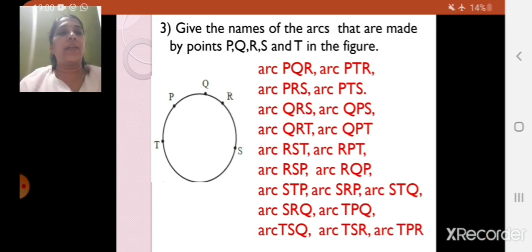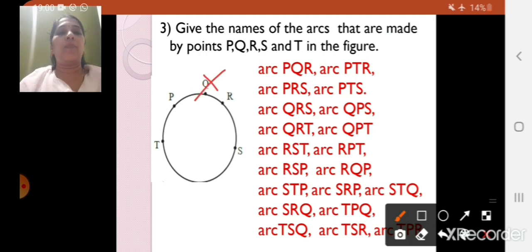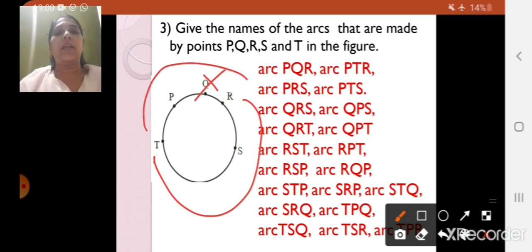After that, which point will we take? We are going to keep the T point only, and we will now put a cross on the Q point. So what will your arc be? Arc TSR and then arc TPR. So with this we can find the arcs. Whenever you are finding the arc, you will write the three points, and then you can delete one point from the circle and accordingly name the arcs.